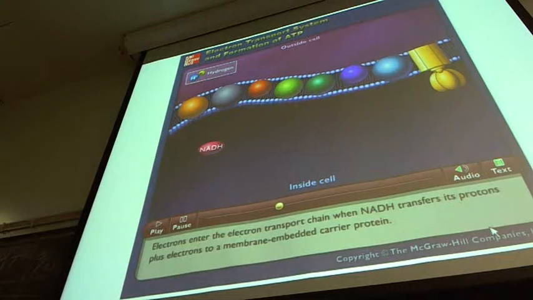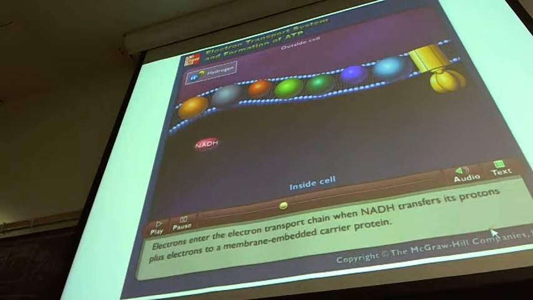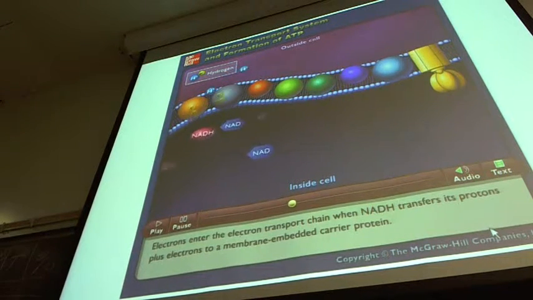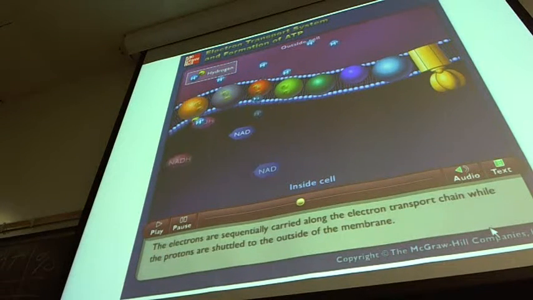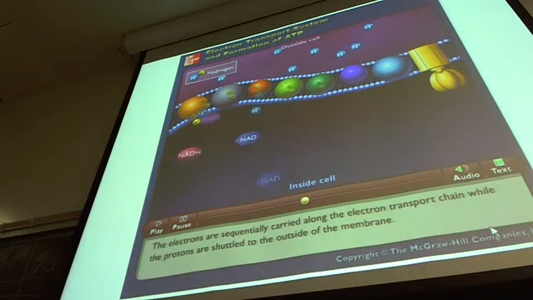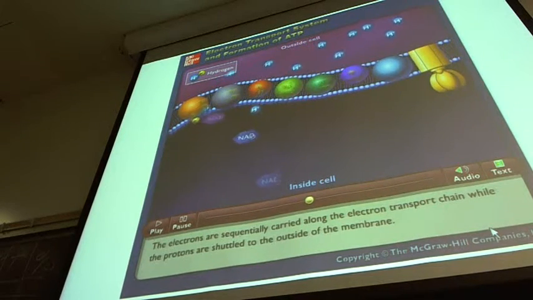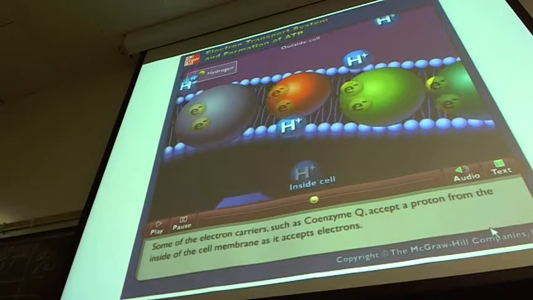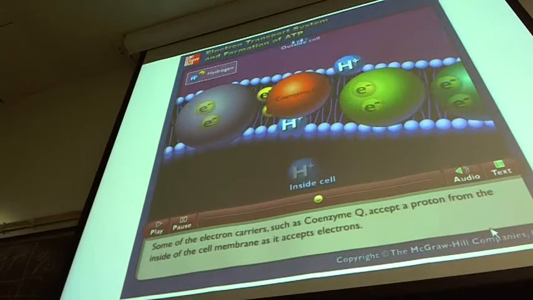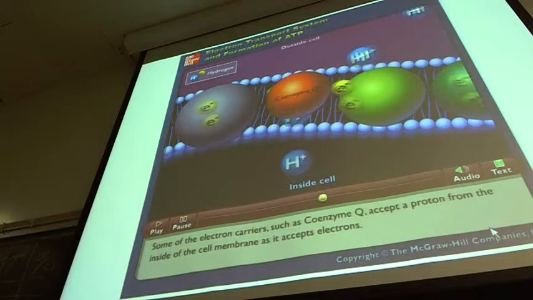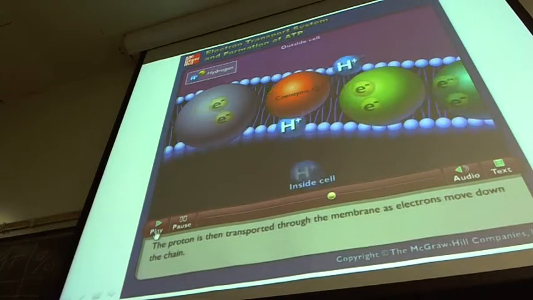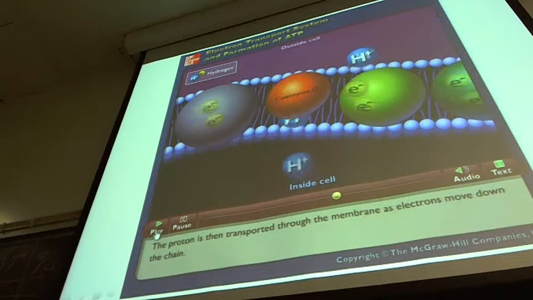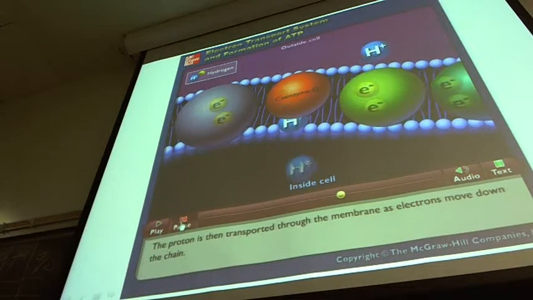Electrons enter the electron transport chain when NADH transfers its protons plus electrons to a membrane-embedded carrier protein. The electrons are sequentially carried along the electron transport chain, while the protons are shuttled to the outside of the membrane. Some of the electron carriers, such as coenzyme Q, accept a proton from the inside of the cell membrane as it accepts electrons. The proton is then transported through the membrane as electrons move down the chain.